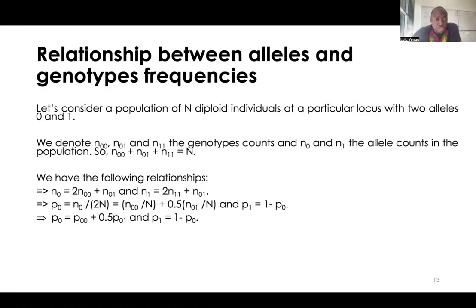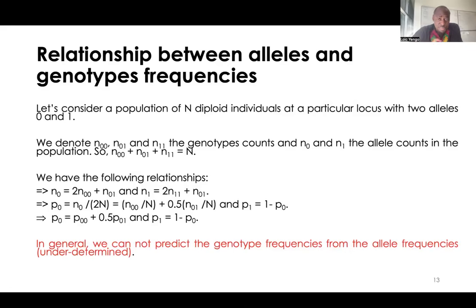However, what is harder to do, and there is somehow a sort of mathematical impossibility here, is that if you know the allele frequencies, you cannot predict the genotype frequencies. This is an underdetermined problem where you actually only have one variable, which is the allele frequency, and you want to predict two variables, which are your genotype frequencies as well. And so this in general doesn't have a solution. This system of equations does not have a solution.